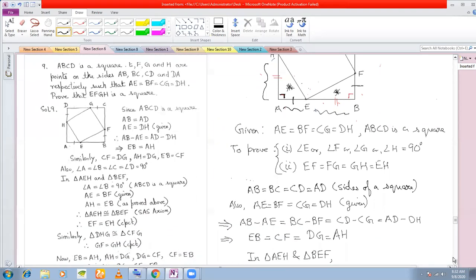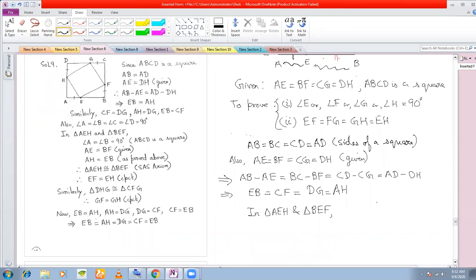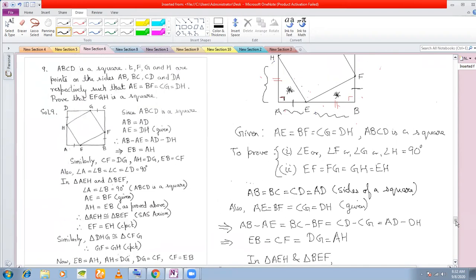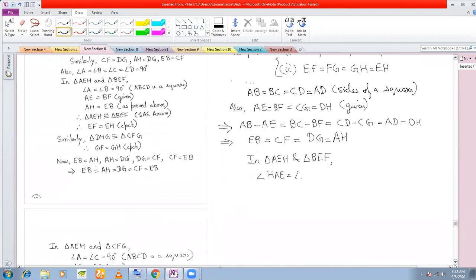First, we'll write angle A is equal to angle B is equal to 90 degree. Let me write in full. Angle HAE is equal to angle FBE equal to 90 degree. Why? Because they are the interior angles of a square.